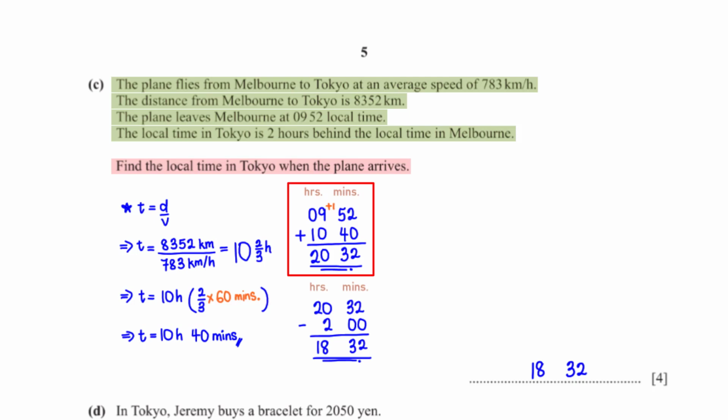To get the time the plane arrives, we add 10 hours 40 minutes to the departure time, which was 9:52. Under the minute column, 52 plus 40 is 92. 60 minutes is 1 hour, so we add 1 to the hour column and leave the remaining 32 minutes under the minute column. Under the hour column, 1 plus 9 plus 10 is 20. 20:32 is the local time in Melbourne. To get the local time in Tokyo, we subtract 2 hours from 20:32, which gives us 18:32.